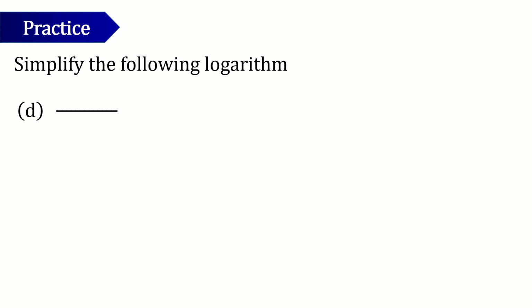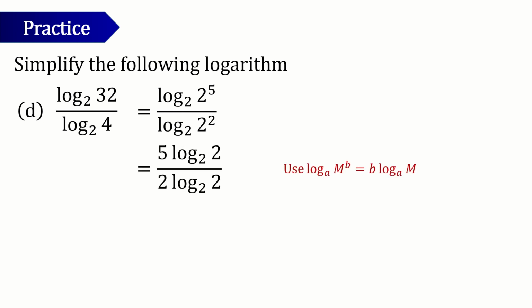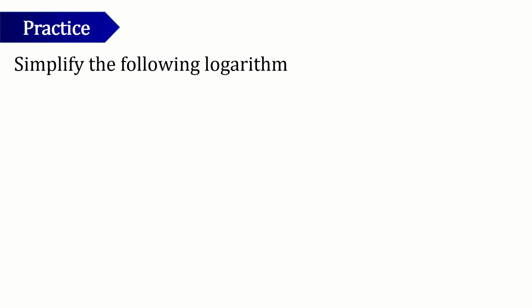Alright, fourth example. Log base 2 of 32 over log base 2 of 4. Log base 32 is 2 to the power of 5, and 4 is 2 squared. We can bring the power to the front. It becomes 5 log 2 base 2 over 2 log 2 base 2, and then we can cancel out log 2 base 2, and what's left is 5 over 2.